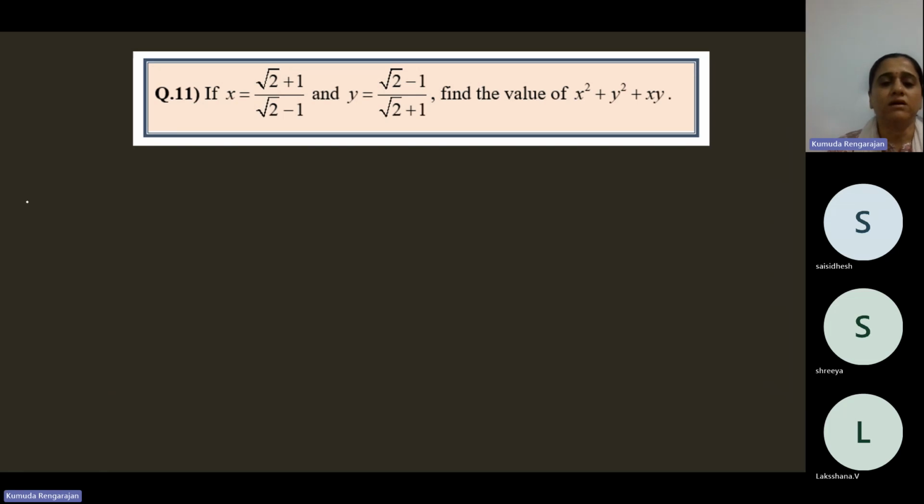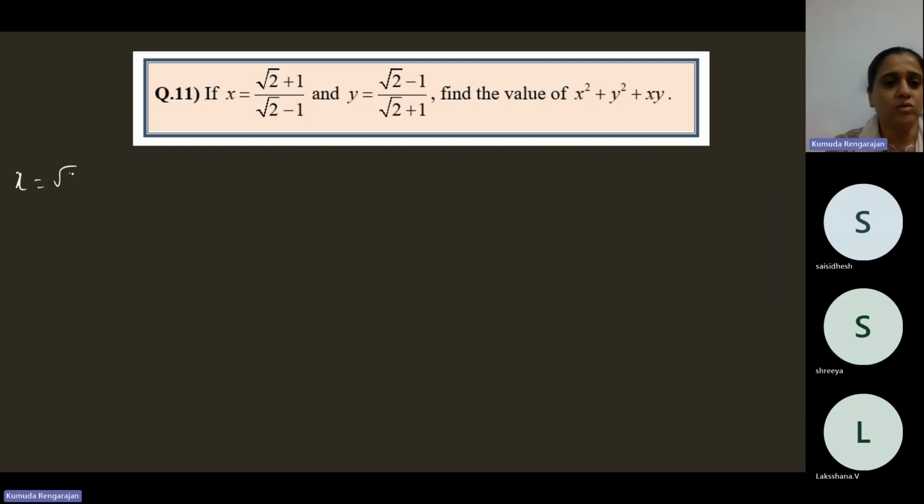Tell me, do the expressions for x and y have a rational denominator? No. So let's first rationalize. Before we try to find the value of x squared plus y squared plus xy, we'll make sure that x and y have rational denominators. They don't actually. So we'll rationalize the denominators of x and y.